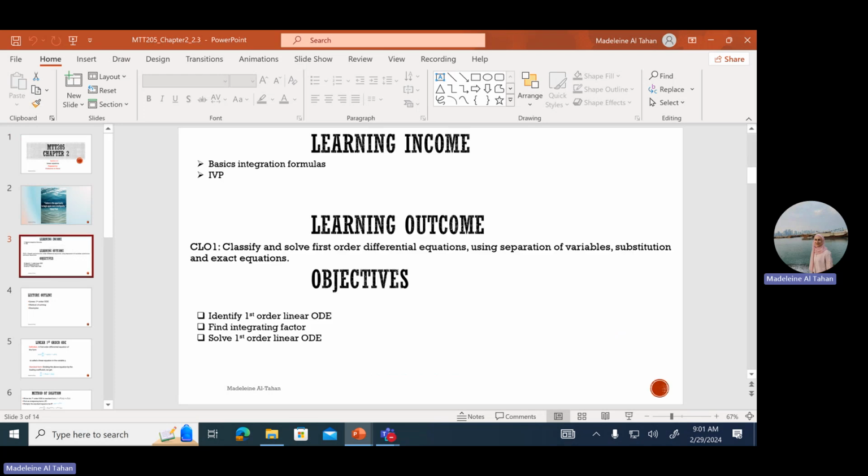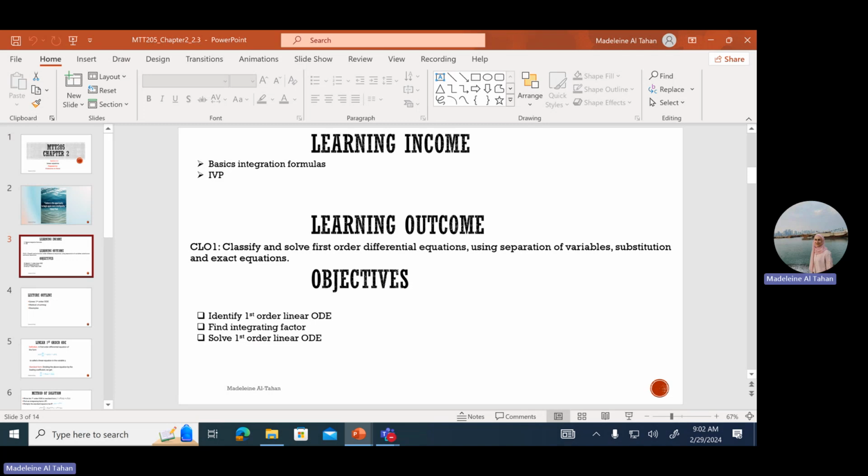In order to understand this lecture, all we need is the basic integration formulas, and we also need initial value problems, because initial value problems are related to differential equations. What we will do first is identify the first order linear differential equation and its shape. Then we will talk about the integrating factor, and our aim is to find the integrating factor in order to solve this differential equation. Do we have any questions? After that, we will do an in-class activity to make sure everything is okay. Then, if we have time, we'll talk about another type of first order differential equation.